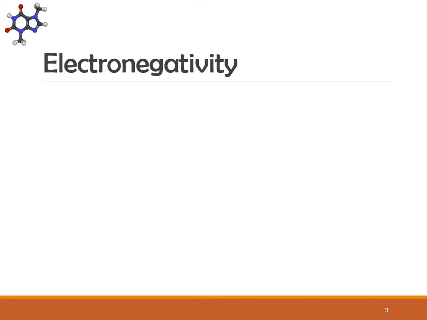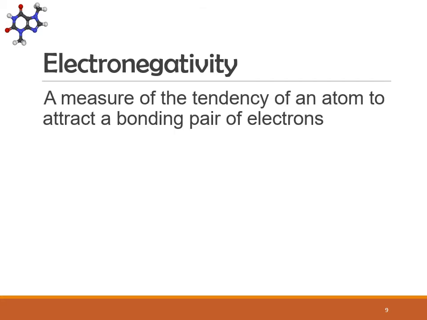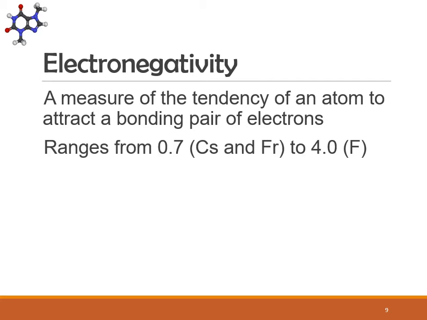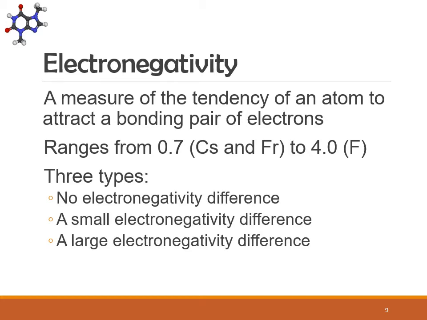The ability of an atom's nucleus to attract the valence electron of another atom is called its electronegativity. Electronegativity is expressed in values that range from 0.7, the smallest value, to 4, the largest value. When atoms with different electronegativity values meet, one of three types of interactions is possible. No electronegativity difference, a small electronegativity difference, or a large electronegativity difference.